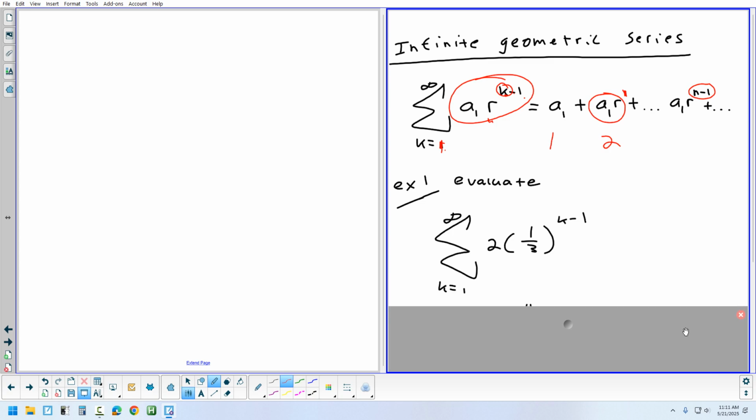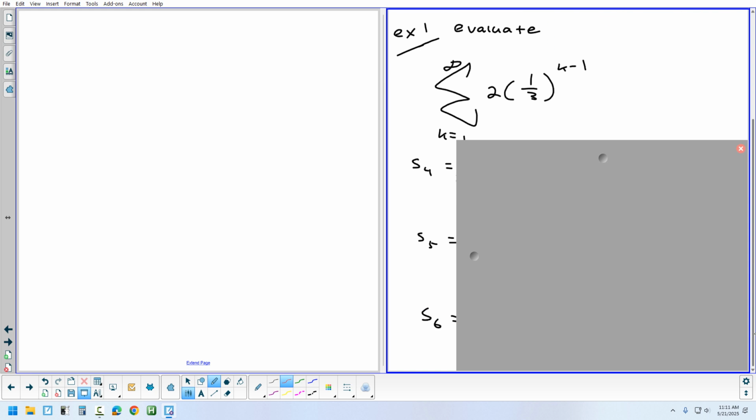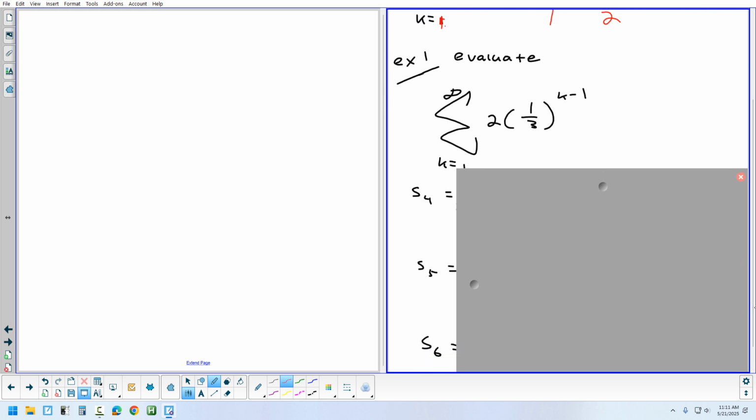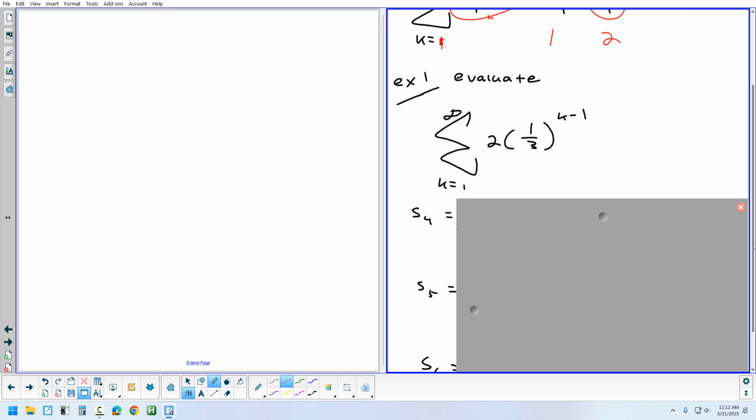So let's do, it's kind of a review from yesterday a little bit, but let's take this geometric sequence and let's add up the first 4 terms, then we'll do the first 5, and then we'll do the first 6. And the goal is I'm trying to look at what's happening as I go further and further out. And I want to see if I'm approaching a value.